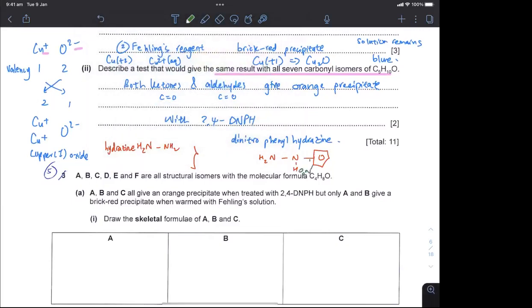NO2. Let me just move that aside so you can see better. So that is your NO2 there at position 2. And then at position 4, you also have another NO2. 2,4-dinitrophenyl for the benzene. 2,4-DNPH will give you the same observation with both ketones and aldehydes. So hopefully that makes sense there.